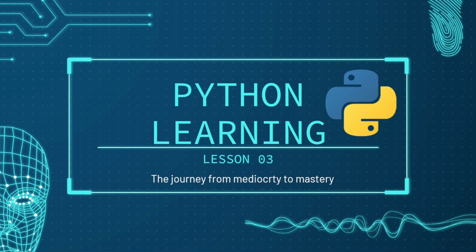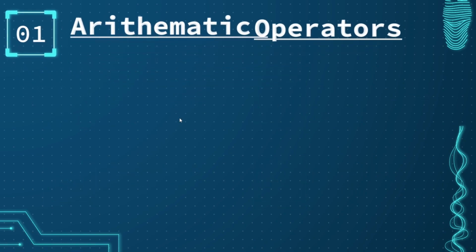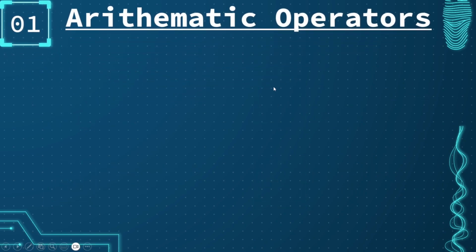Let's start today's lecture without wasting any time at all. Today we'll be talking about three major topics: arithmetic operators, typecasting, and user input, and of course, the most important, live coding and practice. First, let's talk about arithmetic operators.